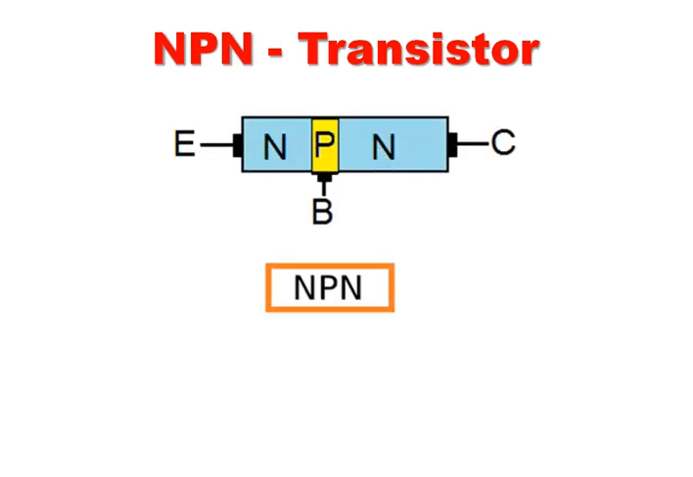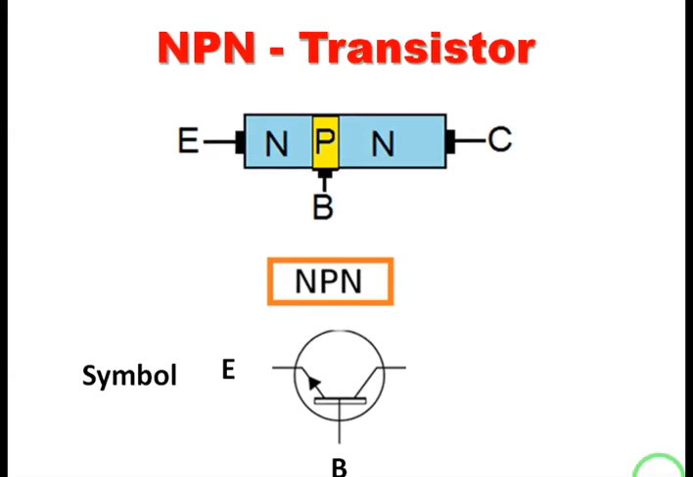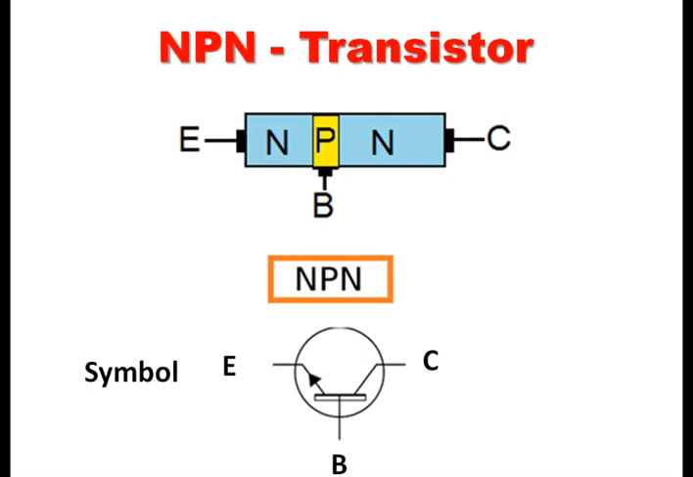Let's take an example of an NPN transistor to understand more. This is the NPN transistor and this is the symbol of the NPN transistor. A transistor has three terminals: emitter, base and collector. I also told you in the previous video how to remember these terminals. The terminal at the perpendicular side is known as the base terminal. The terminal which has an arrow is known as the emitter terminal, and the remaining terminal is known as the collector terminal.